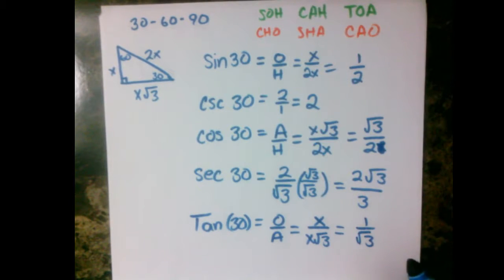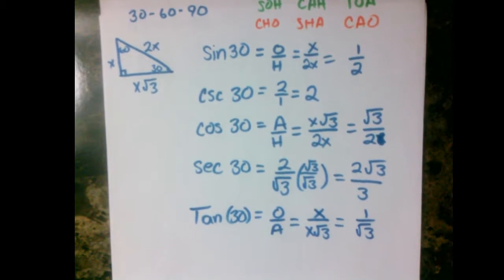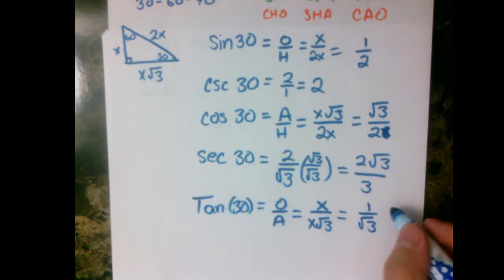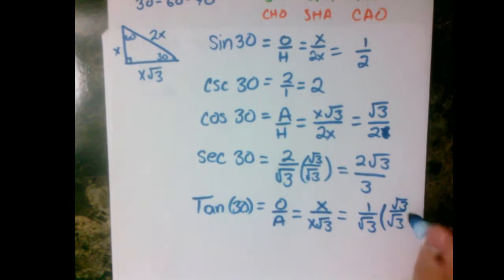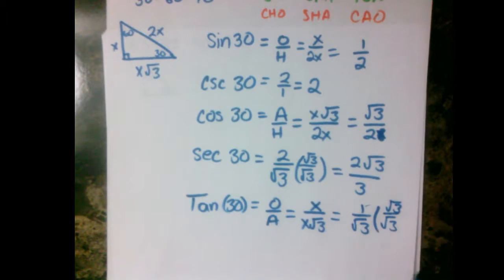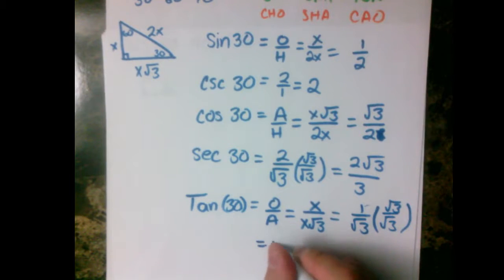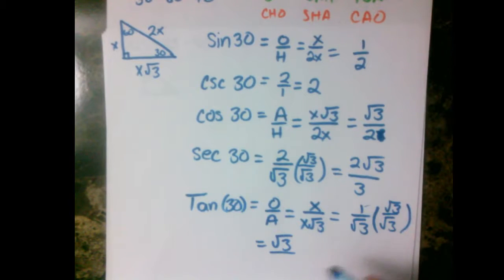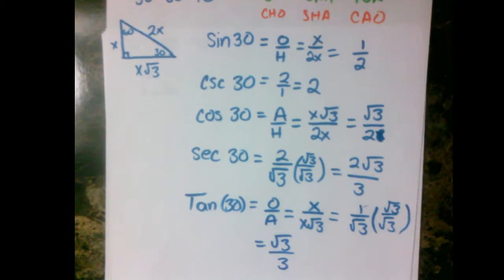But here's the problem. You notice there's a radical in the denominator, so we have to do that thing we just did called rationalizing. So let's go ahead and rationalize this. Again, we'll multiply by itself, root 3 over root 3. So 1 times root 3, I'm just going to write root 3 because anything times 1 is itself. And then remember, square root of 3 times square root of 3 is square root of 9. Square root of 9 is 3. And that would be your tangent of 30.